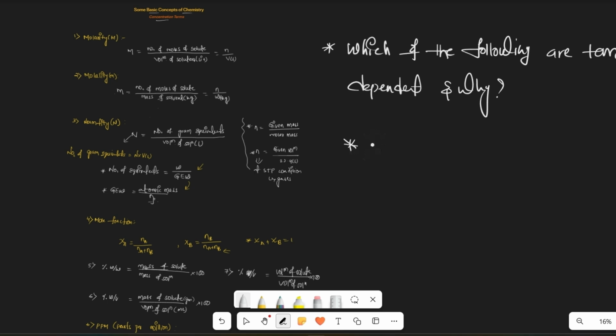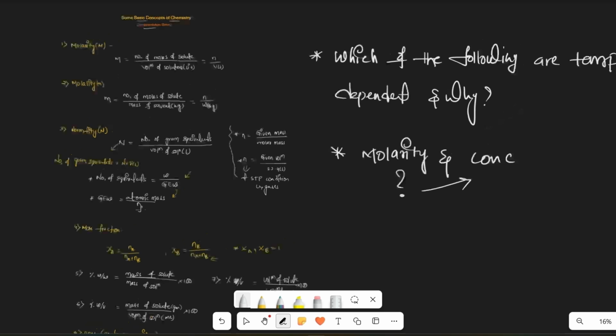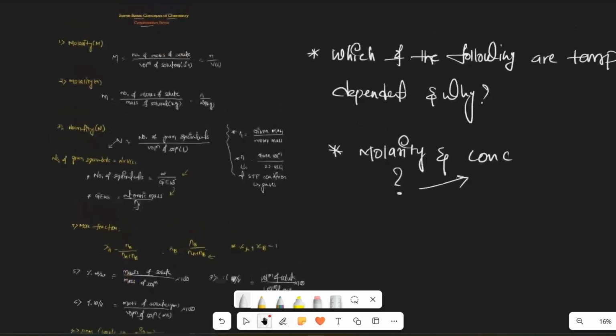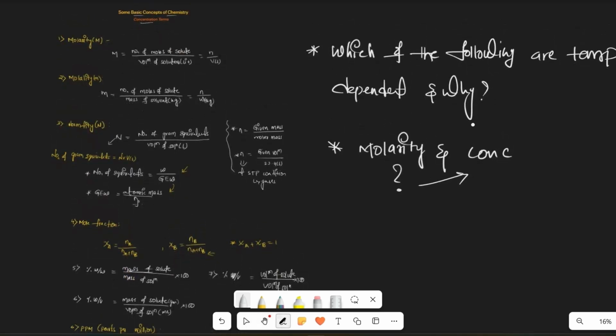And one more question I'll give you. Try to find the correlation between molarity and concentration, like how can you find the molarity if they give concentration? Try to find the relation between these two, and tell me which of the following are temperature dependent and why, and which are temperature independent. So this is all for this particular video, and if possible, I'll make one more video and explain these two questions.